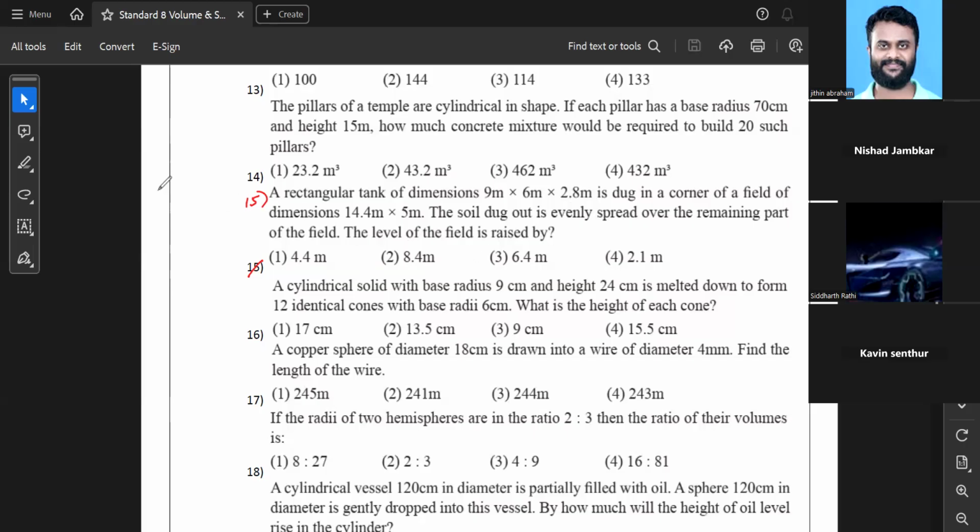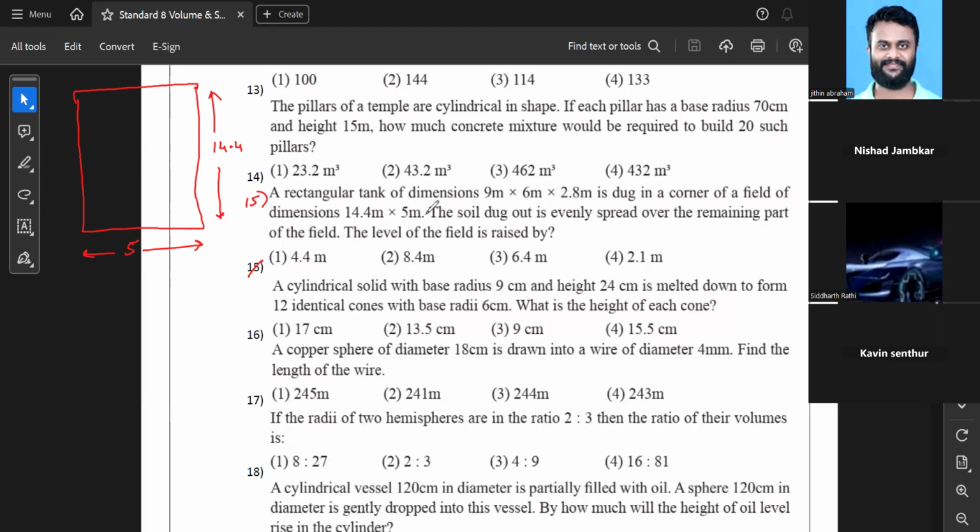Okay, so first of all, you should understand the question. This is the field, for which the dimension goes like this. 14.4 is the length and 5 is the breadth. So this is a rectangular ground. Field means ground.